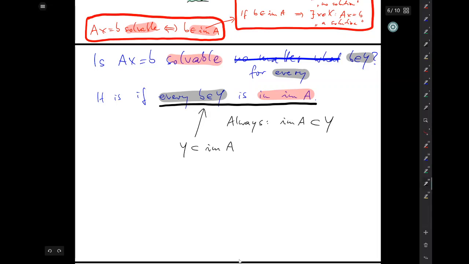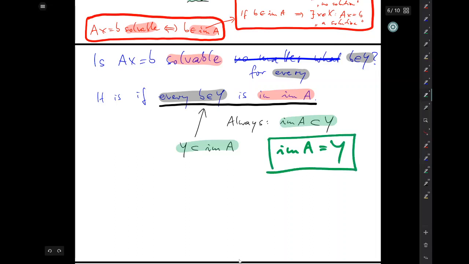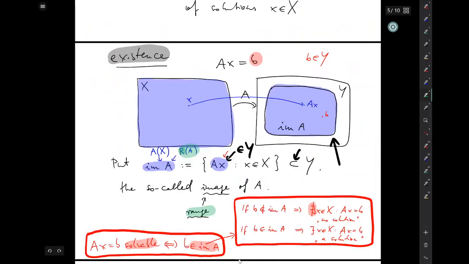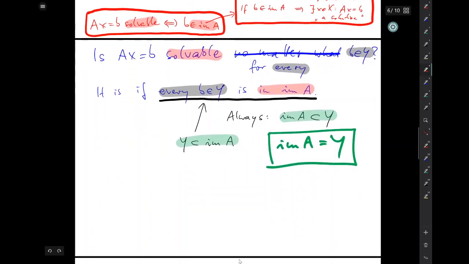So if you take these two together, this reads: image of A is the whole of Y. I mean, this is not surprising, but let's pause to celebrate the insight. But I mean, it's not too much of an insight, really. If you want to know whether or not your operator can deal with every right-hand side, then you should just rule out the case that there are right-hand sides outside of the image. That means the image must be the whole of Y. Okay.